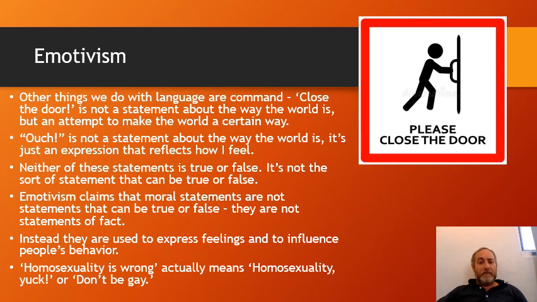So emotivism is the claim that moral statements are these other kinds of statements. They're not the true or false type. They're not statements of fact. Instead, they're either expressions of your feelings or perhaps attempts to influence other people's behavior. According to emotivism, if someone says homosexuality is wrong, what they're really trying to express is something like homosexuality, yuck, or don't be gay. They're either just expressing a feeling, or maybe trying to induce you to behave in a certain way, but they're not even trying to describe the world.